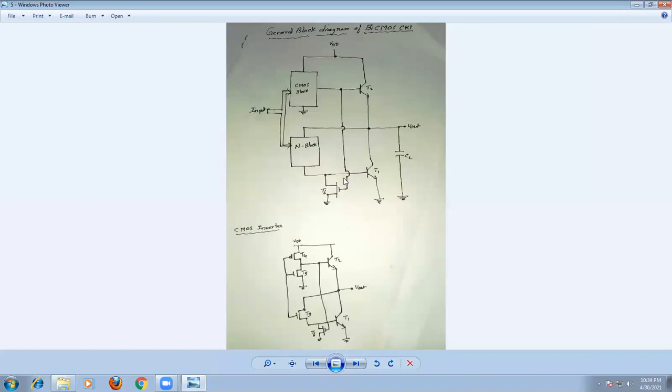That means once you know the block diagram, you can implement any circuit in BiCMOS technology. So don't get confused in this case. Remember this block diagram to draw any logic function in BiCMOS technology.